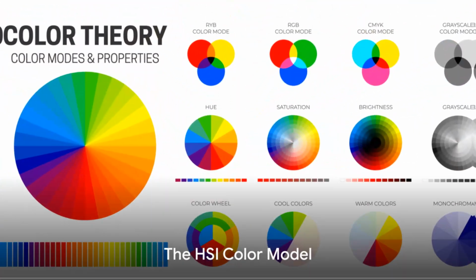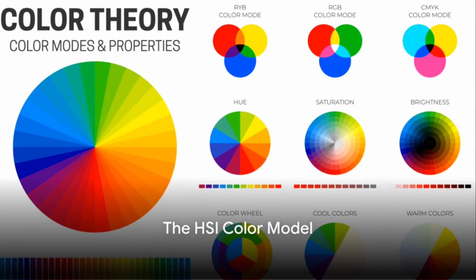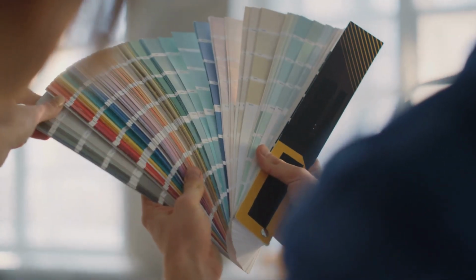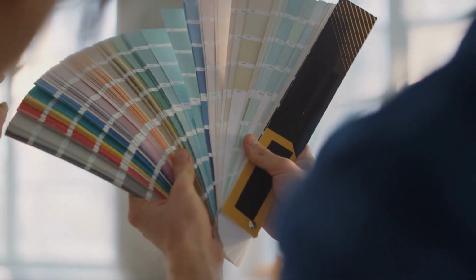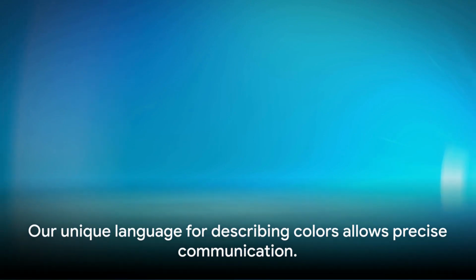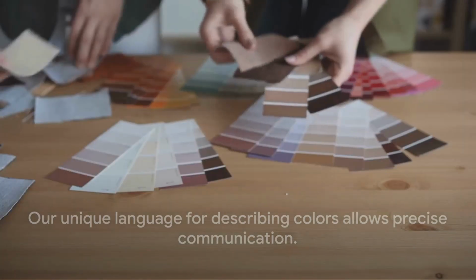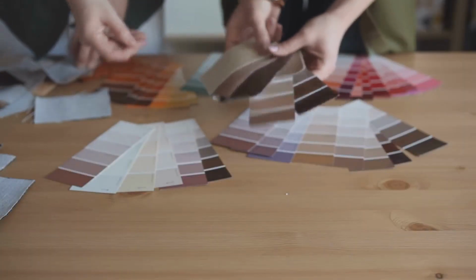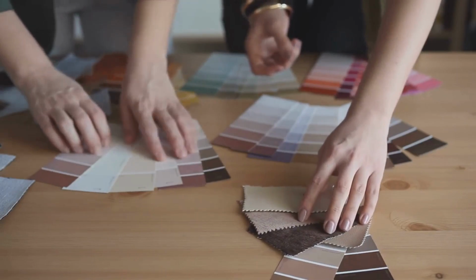Lastly, we turn to the HSI Color Model. Humans describe color through three elements: hue, saturation, and brightness. Hue refers to the color attribute. Saturation speaks to the purity of the color, with white being 0 and primary color being 1. And brightness refers to the achromatic notion of intensity. It's like our very own language for color, allowing us to pinpoint and communicate specific shades with precision.